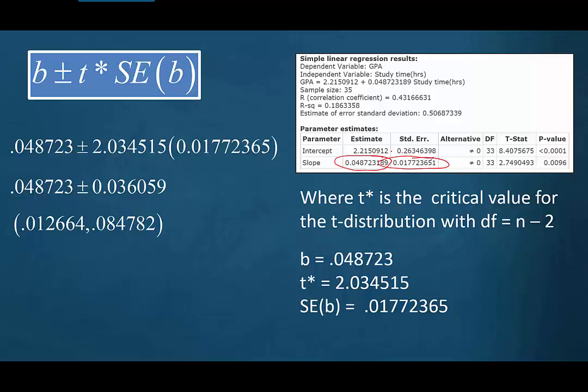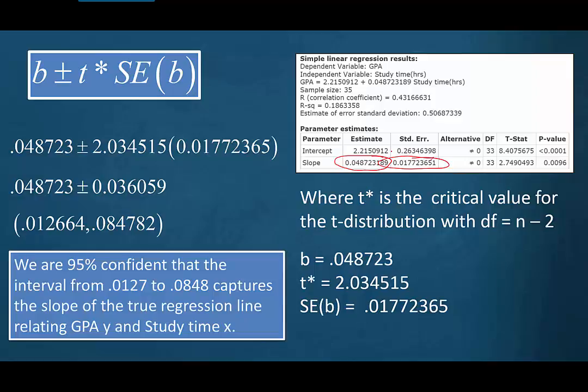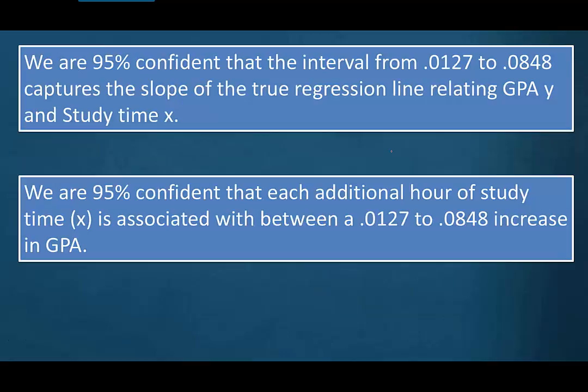And remember what we just found? We found the 95% confidence interval for our slope of the regression line. So what does this mean? We are 95% confident the interval from 0.0127 to 0.0848 captures the slope of the true regression line relating GPA, which was y, and study time, x. So we can put this in a little better context, I think. We can say we're 95% confident that each additional hour of study time x is associated with between a 0.0127 and 0.0848 increase in GPA. So a couple different ways to interpret it.